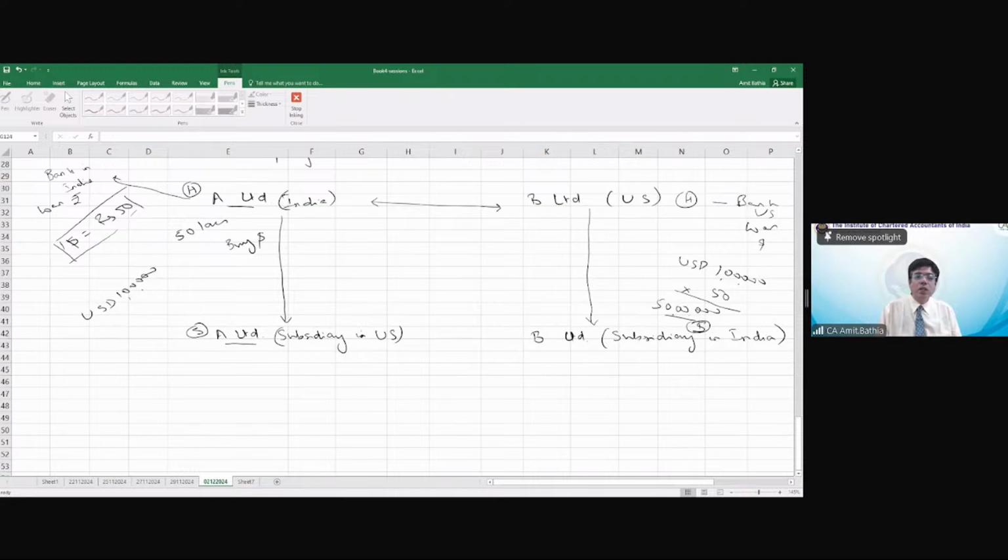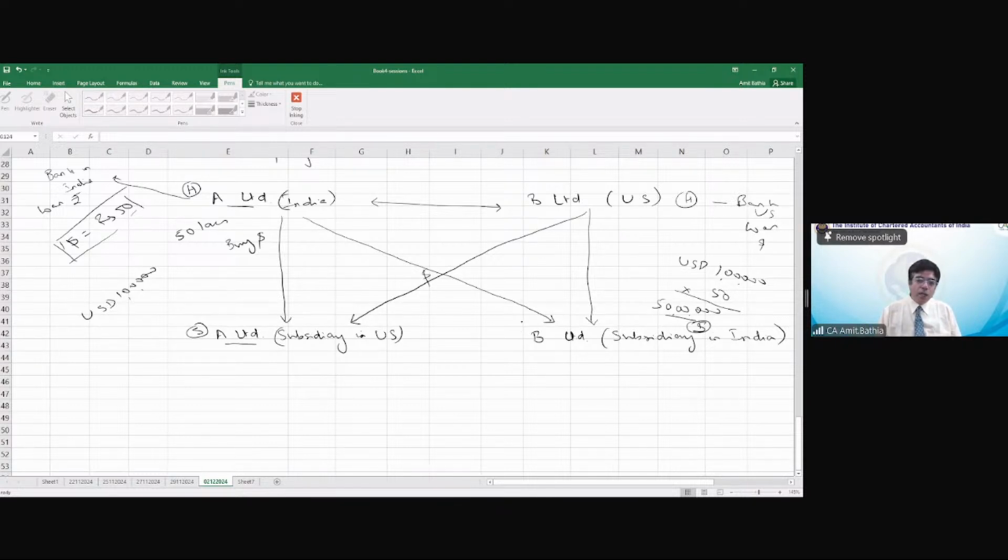A Limited and B Limited are entering into an arrangement wherein A Limited is saying to B Limited, you take a loan over there of 100,000 USD and provide it to A Limited, my subsidiary. So you provide these dollars to my subsidiary. Similarly, I will take a loan of 50 lakhs over here and provide it to your subsidiary. So what is the net effect? You wanted to transfer this $100,000 to your subsidiary, and I have done that for you.